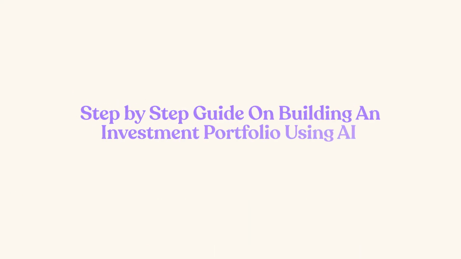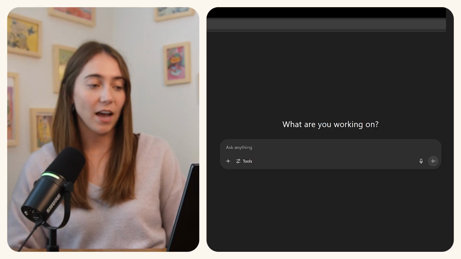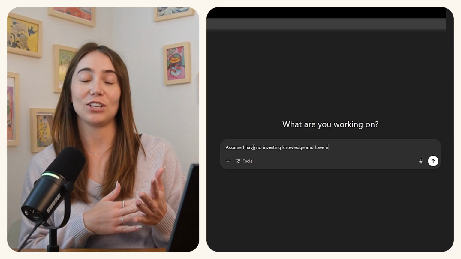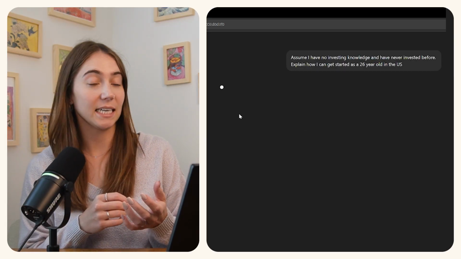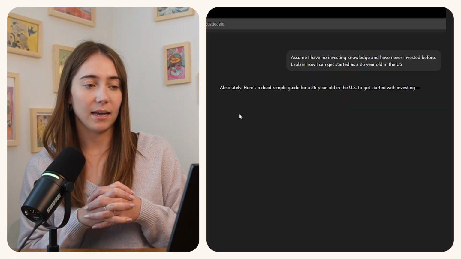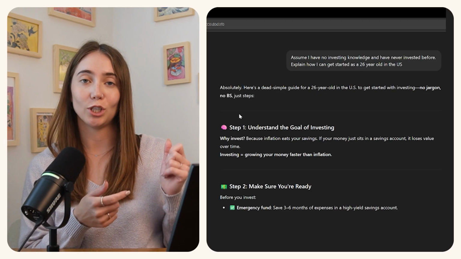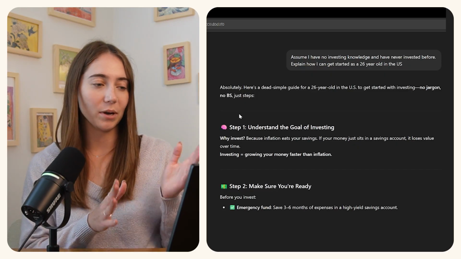All right, we're going to go through those steps exactly like I said them. So, what I'm going to do is provide all the background I can. I'm just going to say, assume I have no investing knowledge and have never invested before, explain how I can get started as a 26-year-old in the United States. I'm being specific because I am making sure that it gives me United States-based information. I just know ChatGPT usually pulls from your history, and sometimes it thinks I'm Canadian. So, I want to be very clear about that.